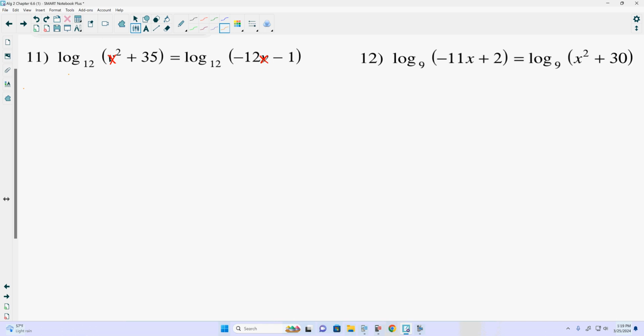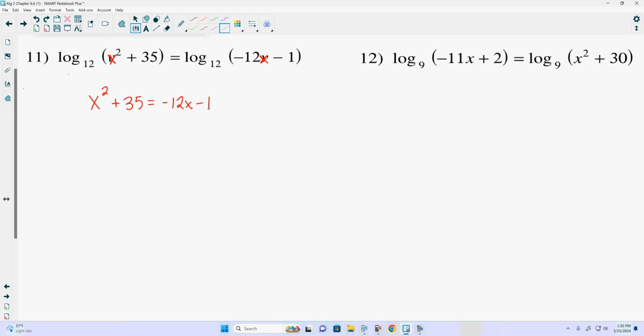Log base 12 of x squared plus 35 is equal to log base 12 of negative 12x minus 1. We wouldn't have to, because are the logs the same? It's just log base 12. So just like the last one, this is just telling us that x squared plus 35 is equal to negative 12x minus 1. Because if the logs are the same, one on either side, then what's inside of them must be equal.